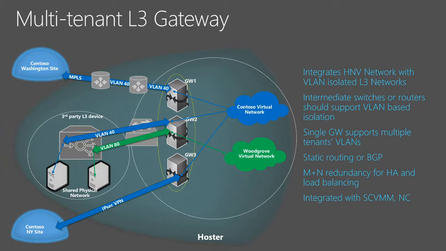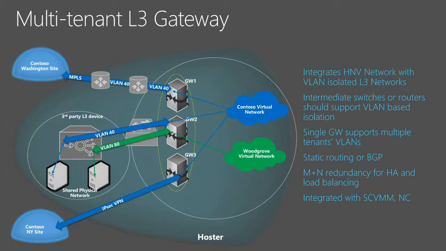So the first solution is the multi-tenant L3 gateway. The L3 gateway is basically programmed to take VLANs and then map them to the virtual network at the back. So you could have rules which say VLAN number 40 goes to tenant 1, VLAN number 50 goes to tenant 2. So anytime traffic comes on VLAN number 40, it will take that traffic and put it in the compartment or in the HNV network of tenant 1, and then it will do that for all the other tenants.